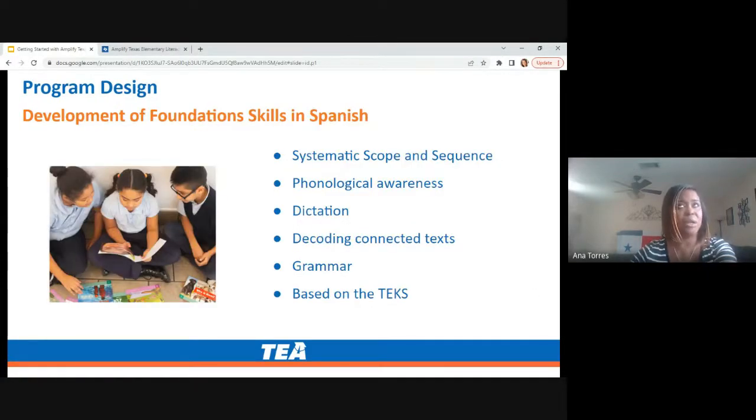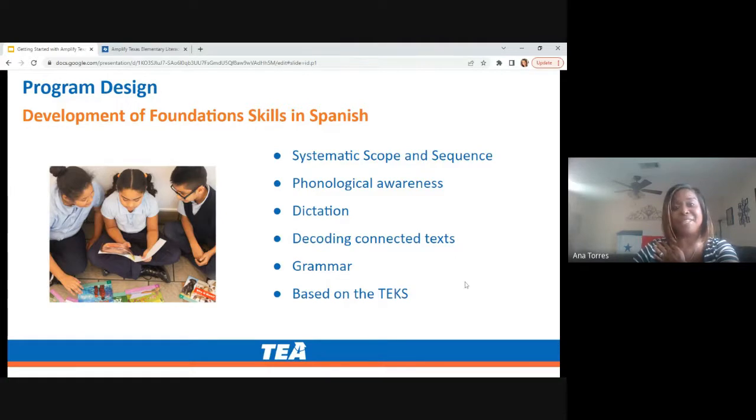We also want to take a look at the development of foundational skills in Spanish. What does that include? Systematic scope and sequence, phonological awareness, dictation, which is also known as dictado. I'm going to go over that a little bit later in the session. Decoding connected text, grammar, and all of it is based on the TEKS.